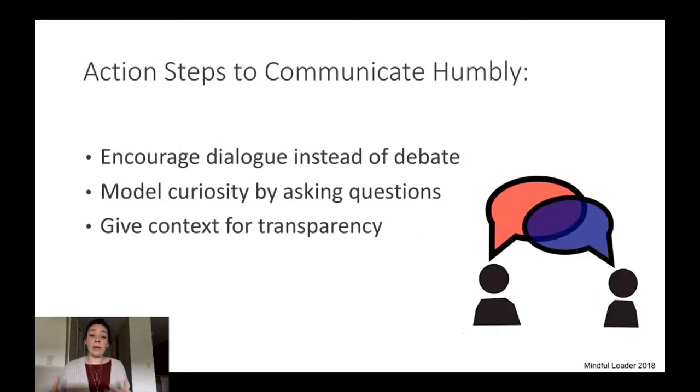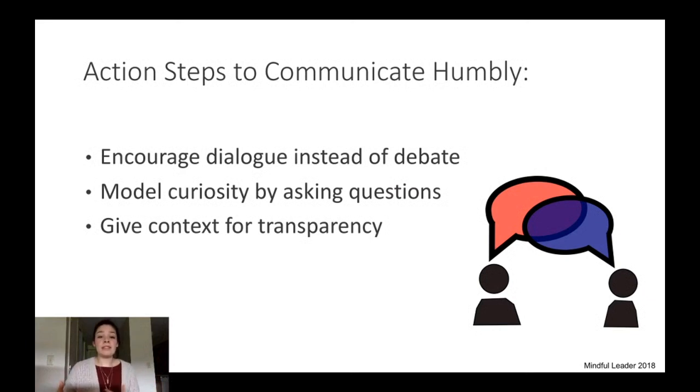So the first step to communicate humbly is to encourage dialogue instead of debate. Dialogue is simply a conversation with another person. There's no tension, there's no argument. You're just clearly and calmly explaining your side of the story. But a debate insinuates that there's some sort of tension or conflict between the two speakers. So by asking those questions and modeling curiosity, you're encouraging dialogue, and hopefully the person will see that you are not coming from a place of defensiveness. You are just genuinely trying to understand their perspective, which would hopefully help to bring their guard down as well.